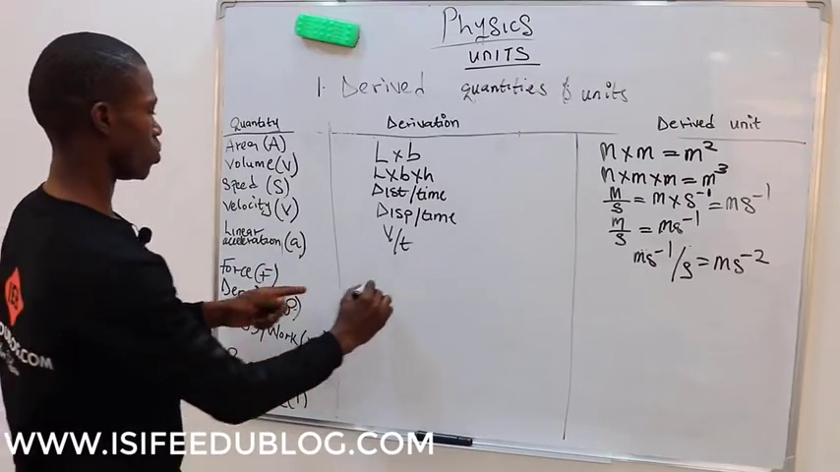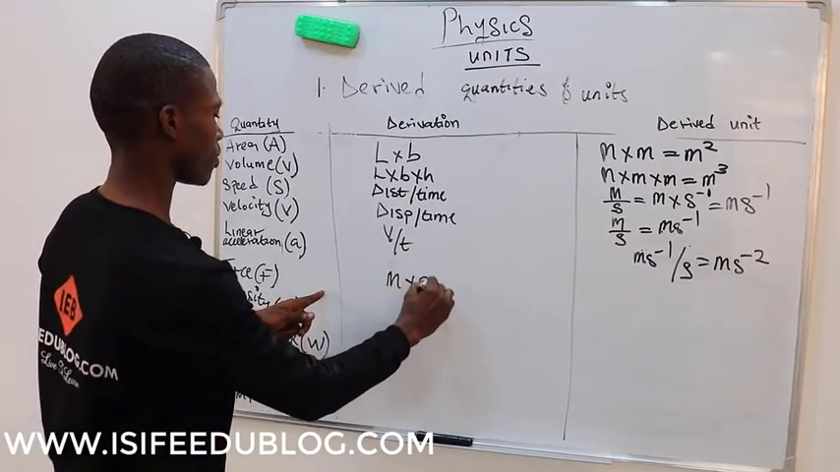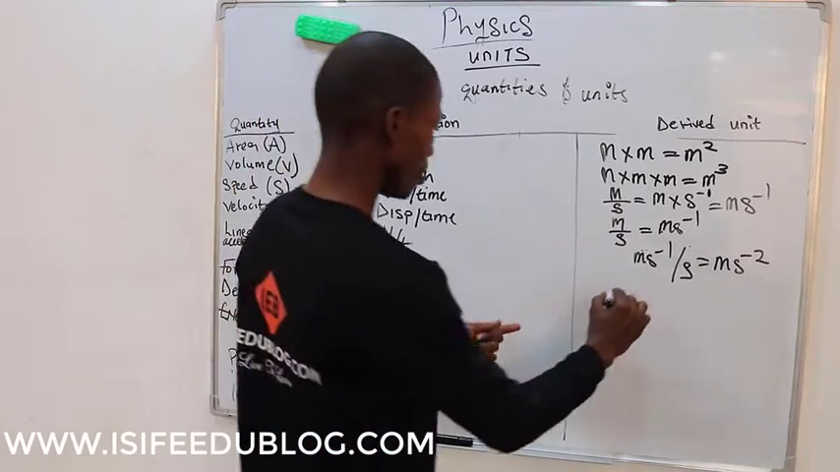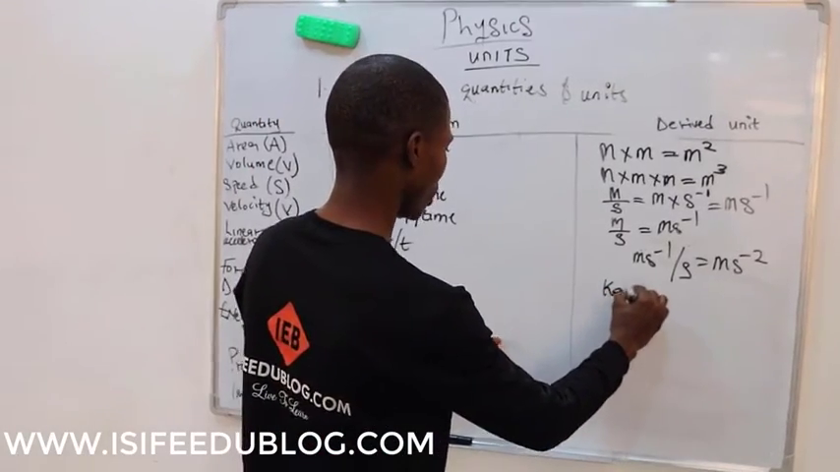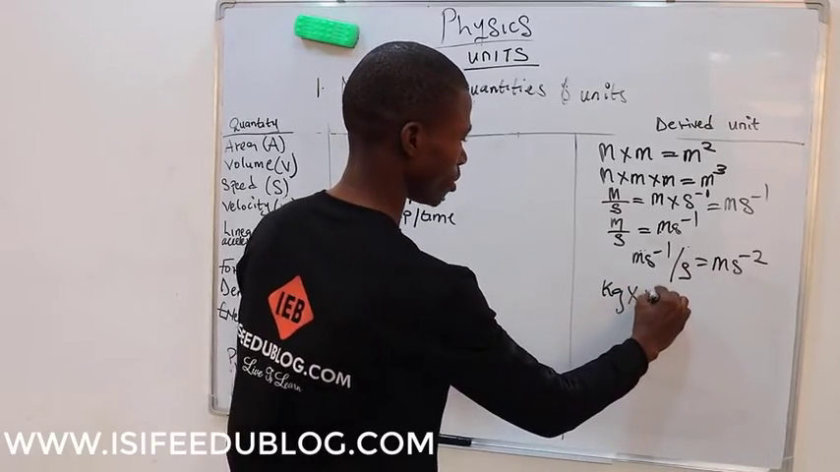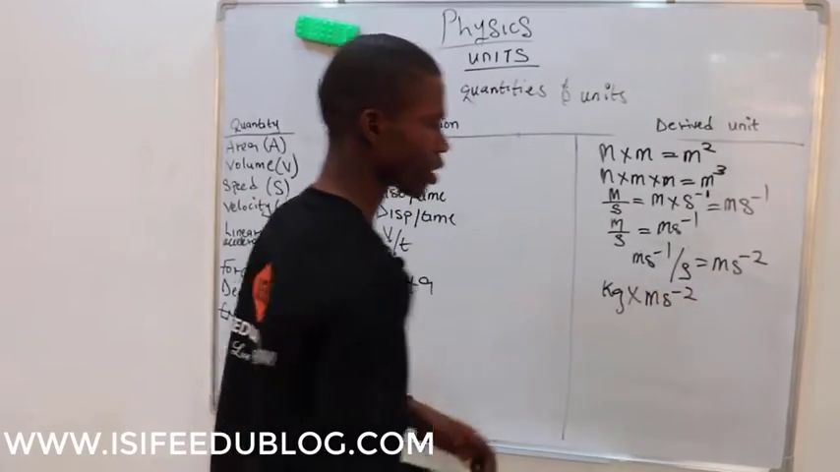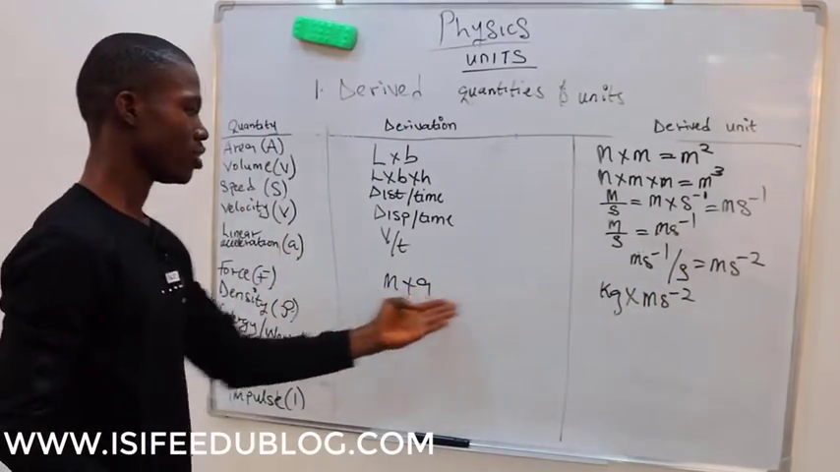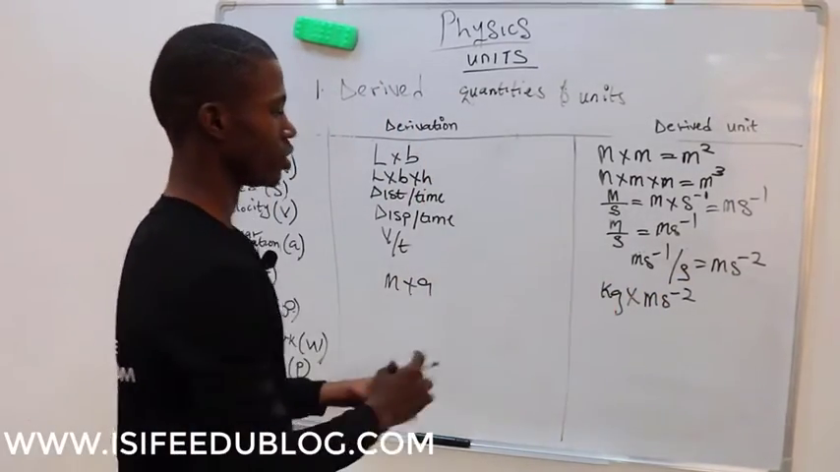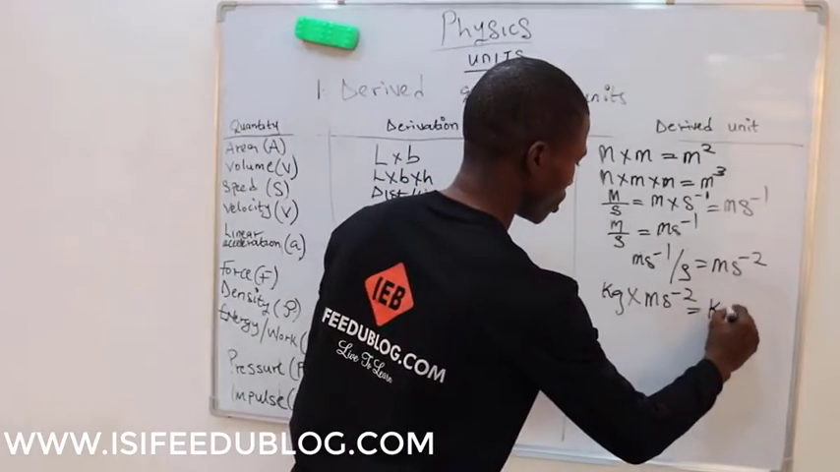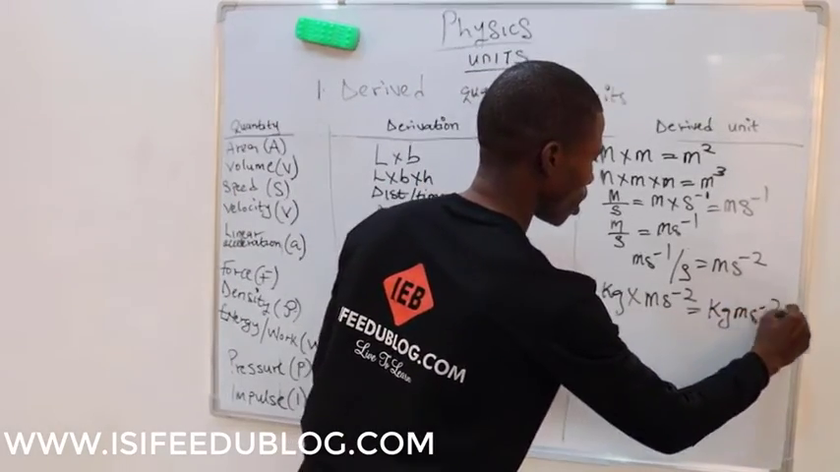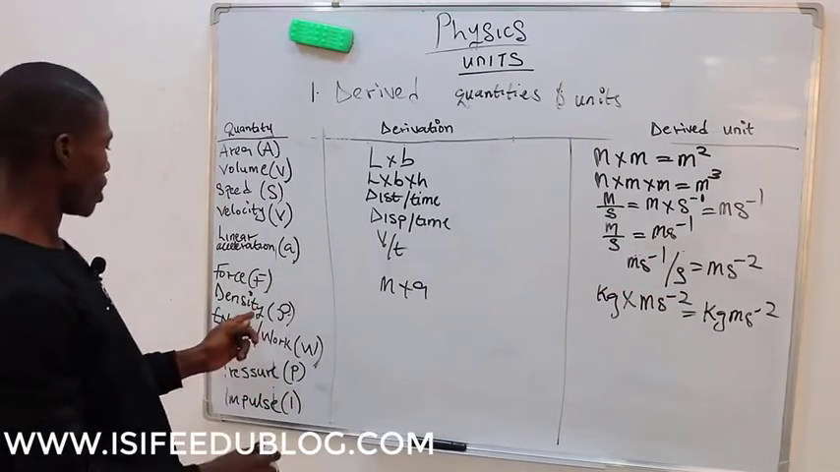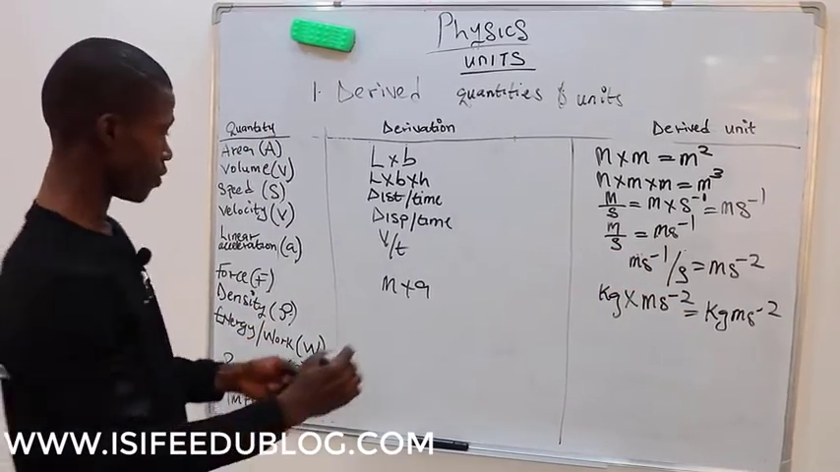The next is force, which is mass times acceleration. Mass is measured in kg, times acceleration, which is measured in meter per second squared. Meter per second squared is for acceleration. Mass is measured in kg, which will give us kg meter per second squared.